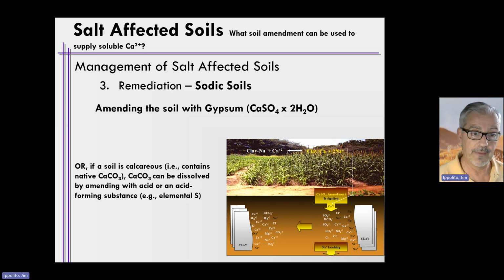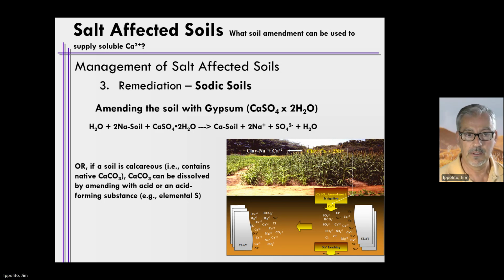However, there is another way, and that's written on this slide. If you have a soil that is calcareous, which means that the soil already contains calcium carbonate or native calcium carbonate, the calcium carbonate in the soil can actually be dissolved by amending the soil with an acid, or more often an acid forming substance like elemental sulfur. Now, let me share with you how this works on the next slide.